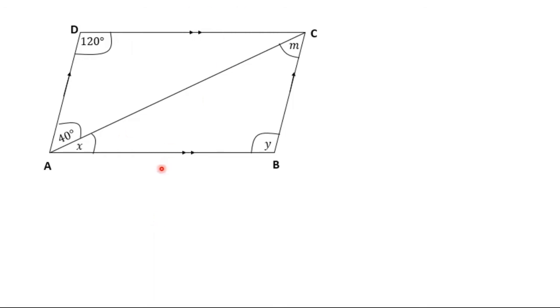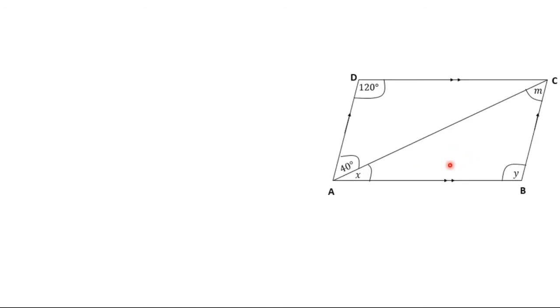We can see from here that in this quadrilateral A, B, C, D, we have some parallel lines here. So because we have parallel lines, we can use co-interior angles, we can use alternate angles, and we can use corresponding angles. Together with the other properties that we know, we can use all of them to solve the question here. So let's study the diagram very well.